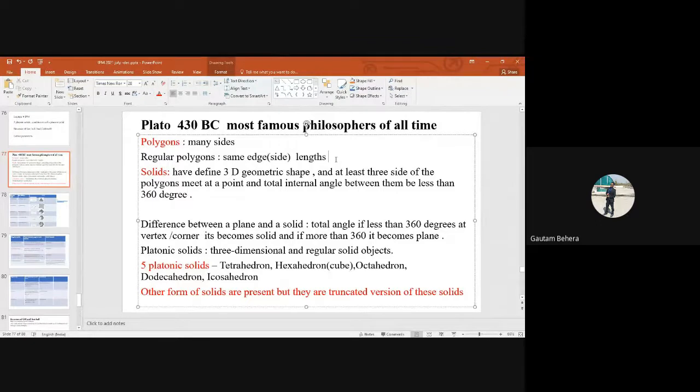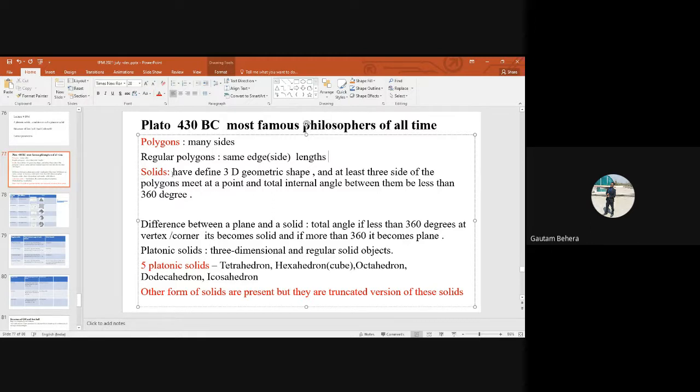Now solids. How can you define what a solid actually is? Once somebody says it is a solid, that means it has a 3-dimensional geometric shape, right? Obviously, any solid you take is in 3 dimensions, and it has a particular geometrical shape, right? But what is the interesting part of that? At least 3 sides of the polygons meet at a point, and the total internal angle between them must be less than 360 degrees. This part is more important.